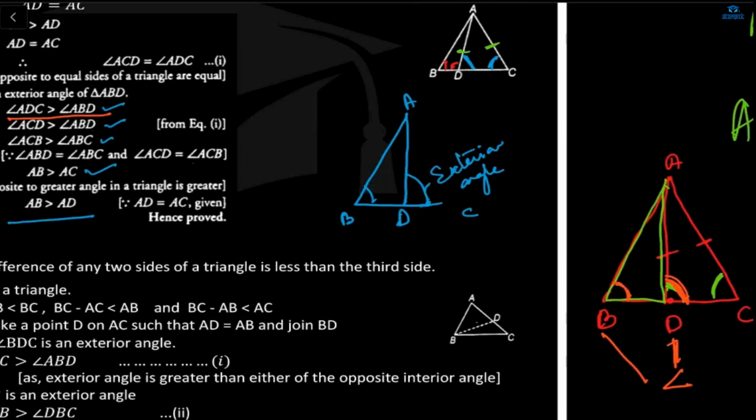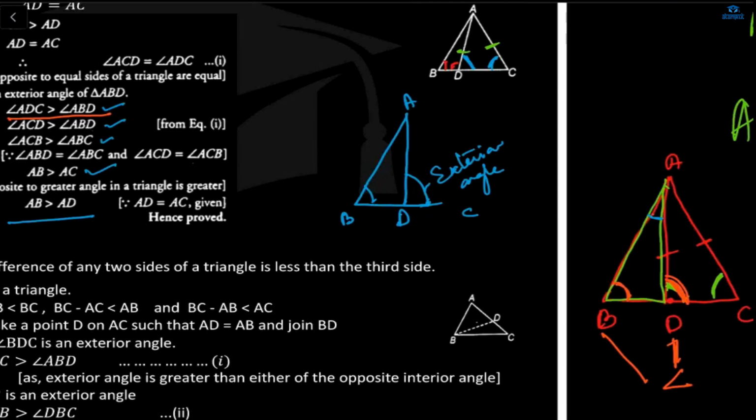So if you are going to compare, see, exterior angle is equal to the sum of two opposite interior angles. So if you take the B part and the A part, then you get the complete angle. If I'm leaving that A part, I'm just comparing it with B. So obviously that angle will be bigger. So angle ADC is greater than angle ABD.